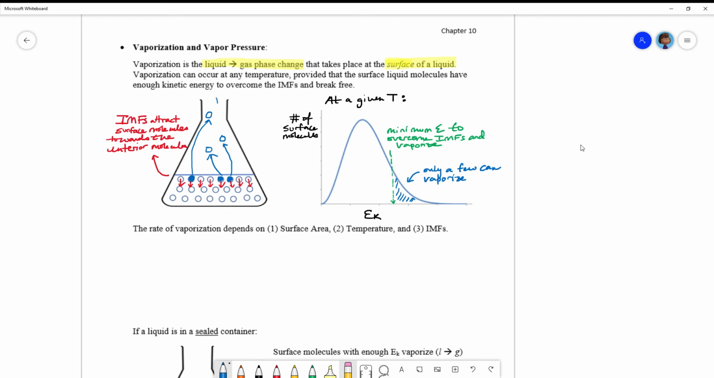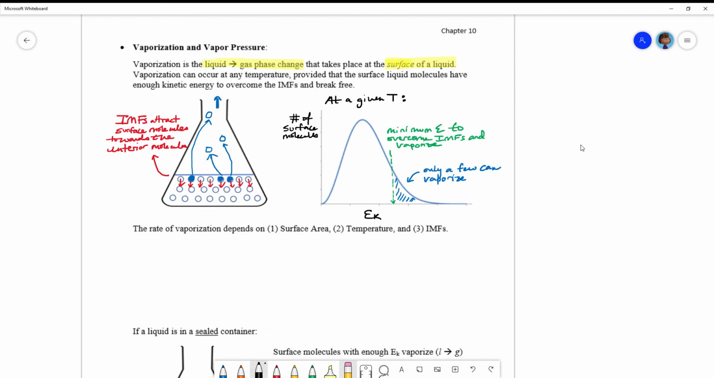And of course, this is an open container. And so in the end, these particles would take off into the atmosphere. Now, we can look at how fast liquids vaporize, the rate of vaporization. When we analyze how quickly liquids vaporize, we find that there are certain factors that affect it. There are three important factors: one is surface area, two is temperature, and three is intermolecular forces.